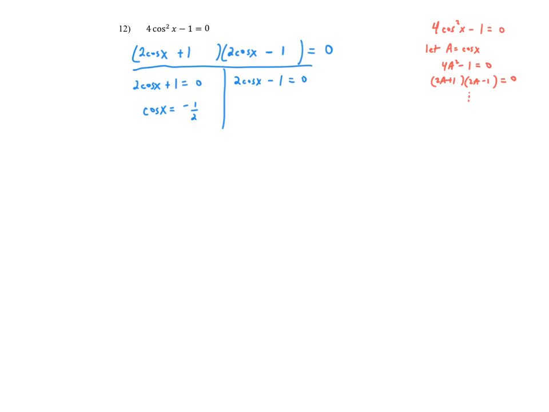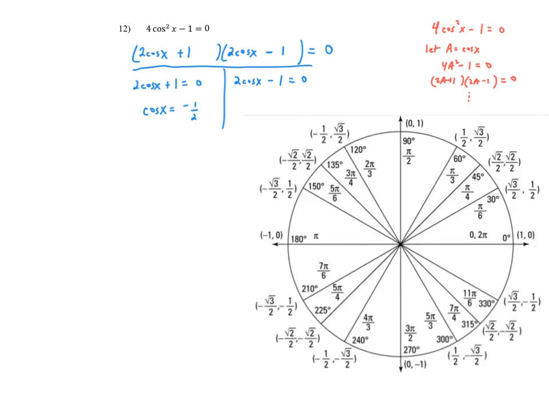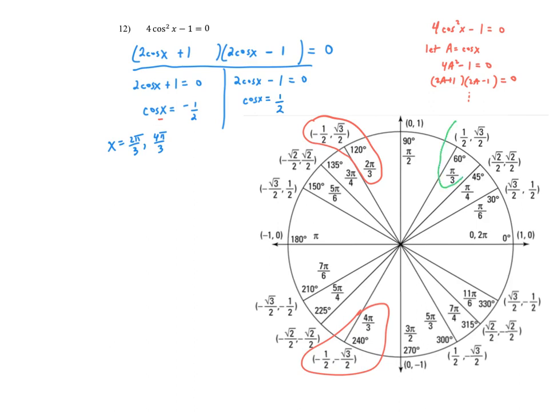We'll get cosine of x equals negative 1/2. So we should take out our unit circle and find the angles where the cosine value is negative 1/2. X equals 2 pi over 3 or x equals 4 pi over 3. On the other side, we'll get cosine of x equals positive 1/2. That happens when x equals pi over 3 or when x equals 5 pi over 3. So we have 4 solutions.